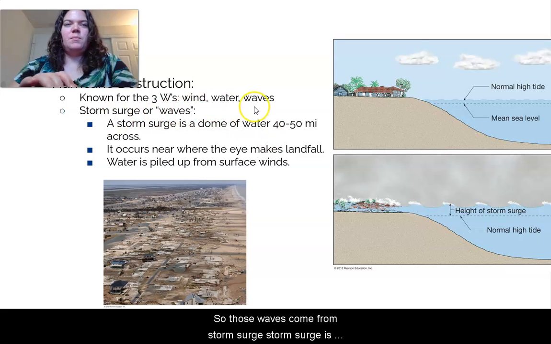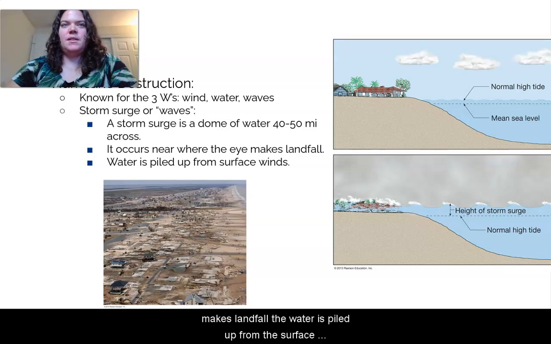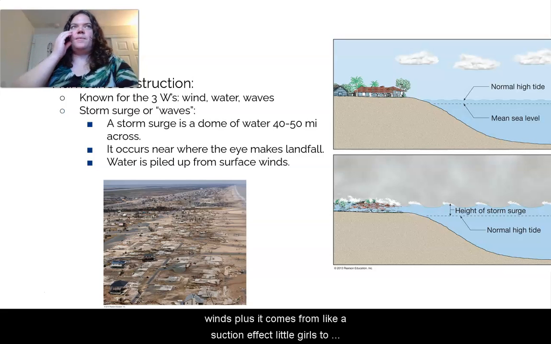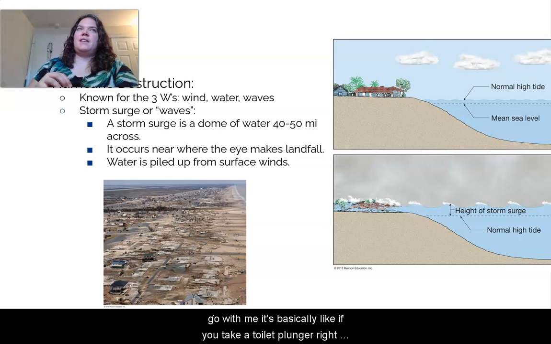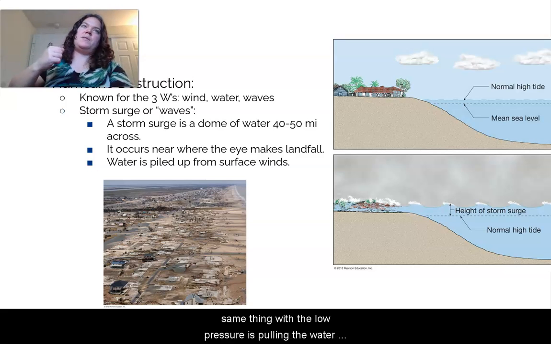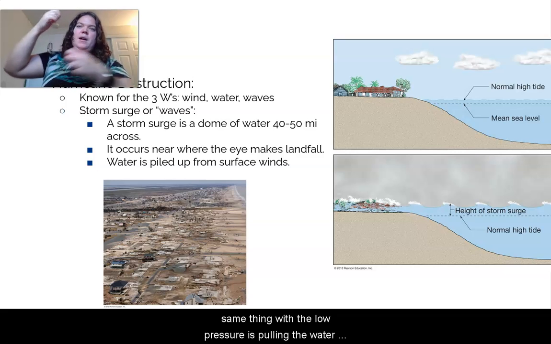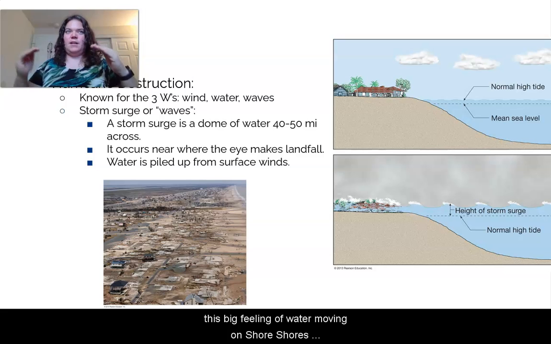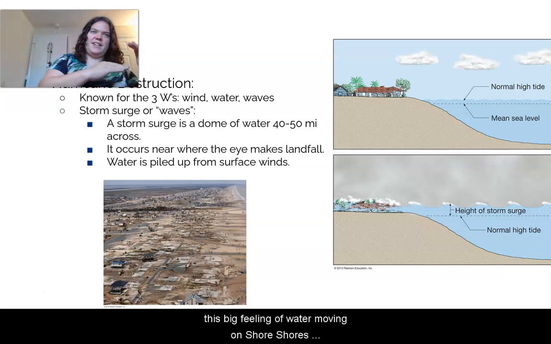So those waves come from the storm surge. The storm surge is a dome of water, 40 to 50 miles across. It occurs where the eye makes landfall. The water is piled up from the surface winds, plus it comes from like a suction effect. This is a little gross, but go with me. It's basically like if you take a toilet plunger, and when you plunge, you're pulling the water out, right? It's the same thing with the low pressure. It's pulling the water up, plus we have surface winds piling up the water. So you get this big dome of water moving on shore. Shore's down here.